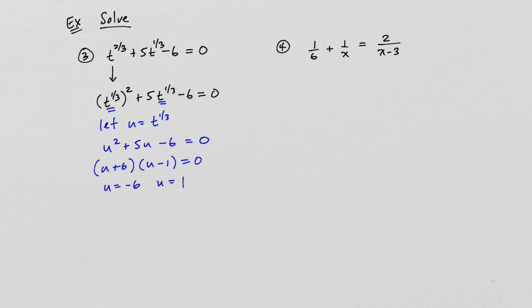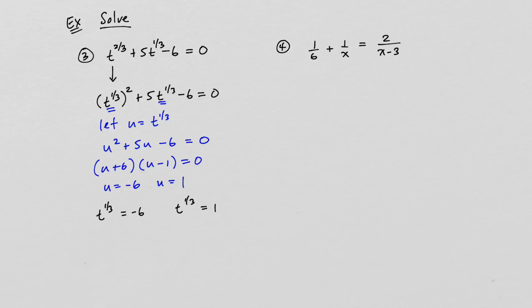But then from here, remember, it's really not u what we're solving for. We're supposed to be solving for t. So I'm going to put t to the 1/3 back in here for u. So we get t to the 1/3 equals -6, and we get t to the 1/3 equals 1.